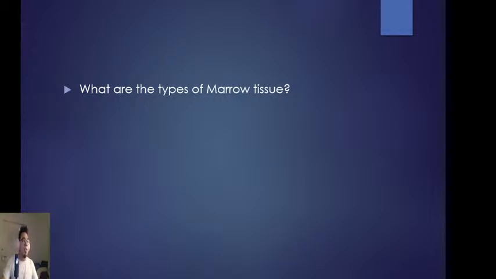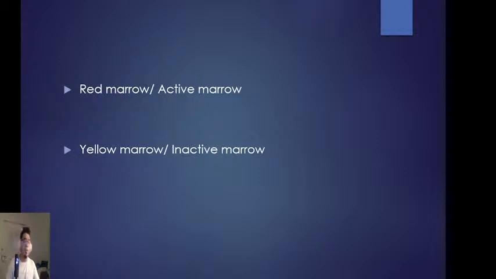Anyway, what types of tissues are in the marrow? Basically we have the red marrow and the yellow marrow. The red marrow is the active marrow. The yellow marrow is your bulalo. All right? That's the reason why you love your bulalo. It's because it's made out of fat, a lot of fat, or what you call adipose tissue. It's also known as the inactive marrow.